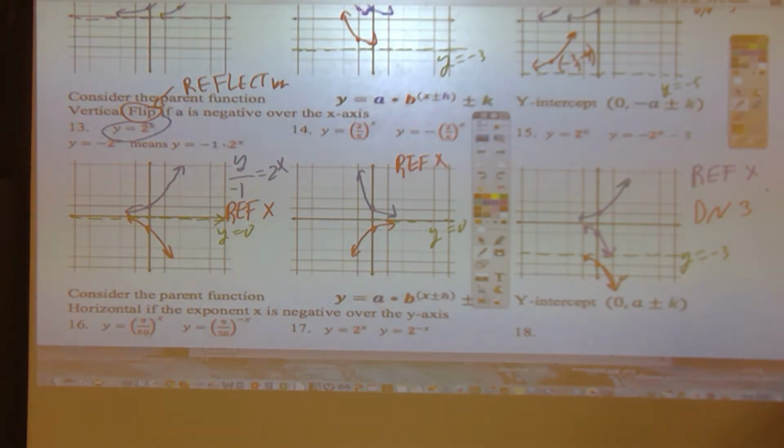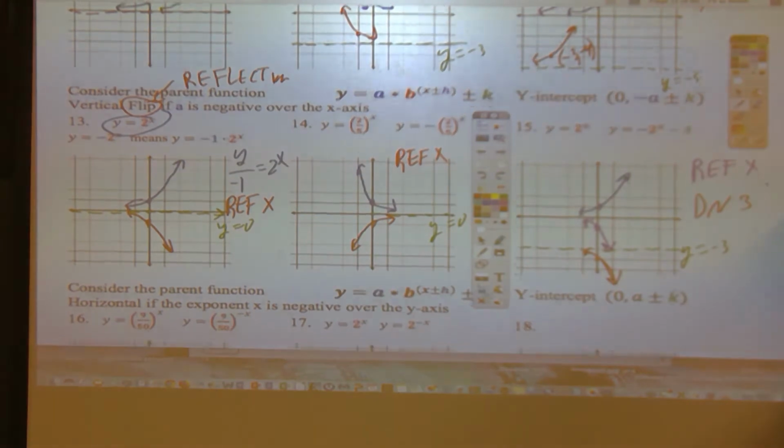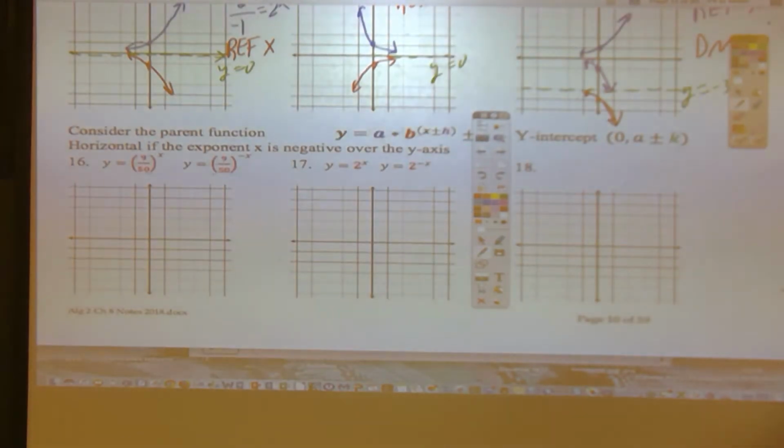Any questions? I'm not blocking the view. Were you able to see that over here? You able to see what's going on? All right.